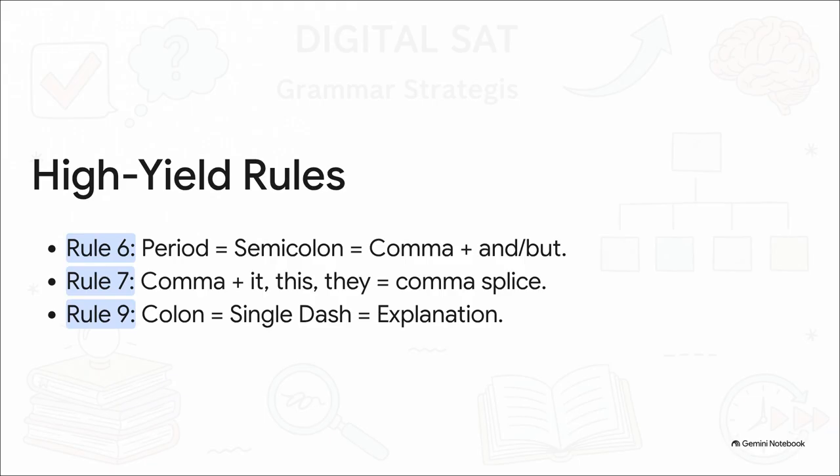Then there's Rule 7. This is our giant red flag. A comma followed by words like it, this, or they is almost always a comma splice, which is just completely wrong. Finally, Rule 9 tells us that a colon and a single dash serve the exact same function. They introduce an explanation or a list, and, this is key, they must always follow a complete standalone sentence.